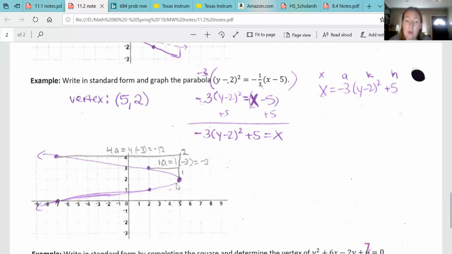Then the A is -3. So I'm going to go to 5, 2. I'm going to go to the left because it's negative, and I'm going to triple my distance of the parent. So instead of 1, 1, it's going to be 1, 3 to the left because of the negative. And instead of 2, 4, it's going to be triple that. So it'll be 2 and then 12. Again, always from the vertex. And same going on the other side.